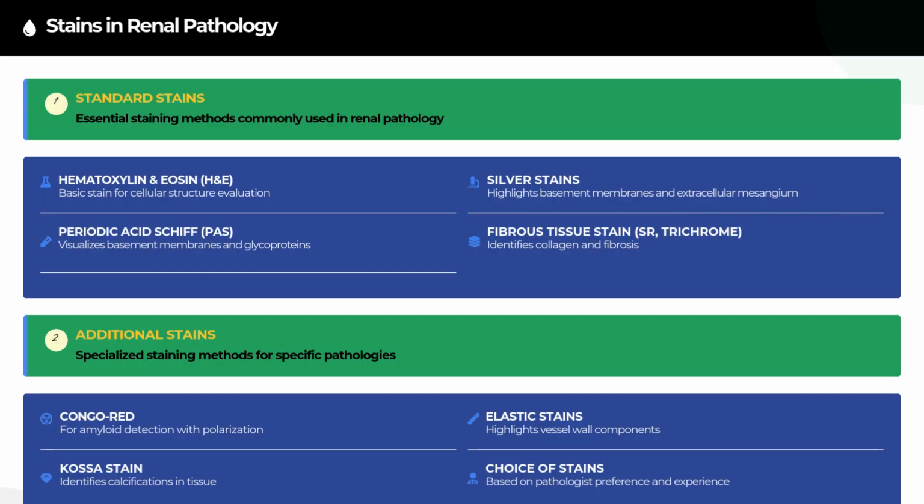There are a variety of stains used in renal pathology, including routine standard stains and additional special stains. The basic panel typically includes H&E, PAS, silver, and trichrome stains. Additional stains used for specific purposes may include Congo red, Cosa, and elastic stains, and others. The choice of stains often depends on the center's protocols and sometimes on pathologist preference and experience. Detailed information about each stain will be discussed in the following slides.